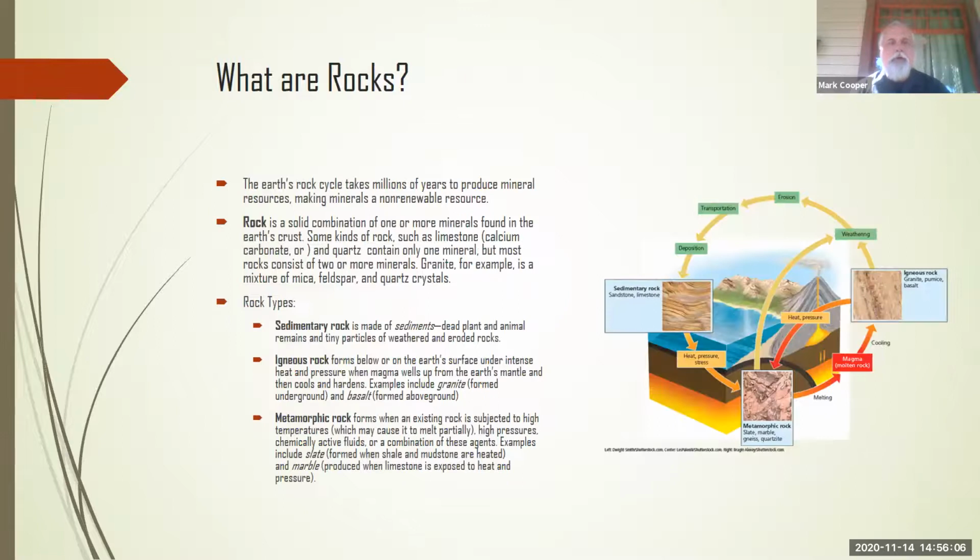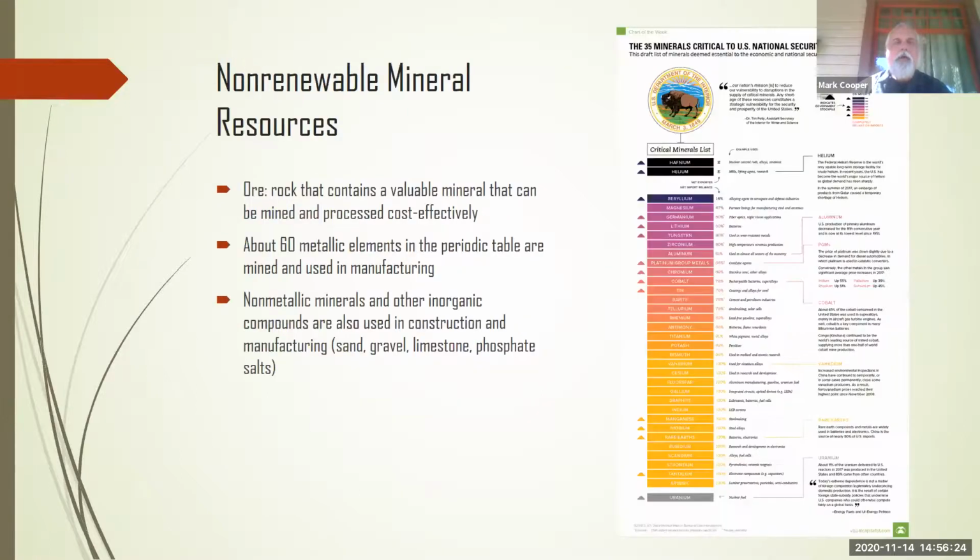So what's a rock? Everybody goes, oh, we know what a rock is. One or more minerals found together. And there are 3 different types of rock: sedimentary, igneous, and metamorphic. I would like you to know the 3 differences, so take a look at those. I don't think I'm going to go over them. I think you can read. But they are non-renewable, and that is the key.